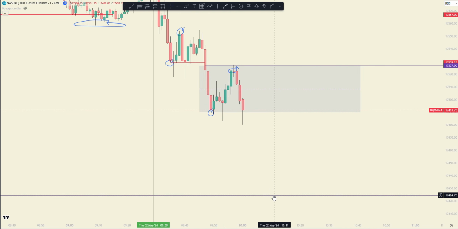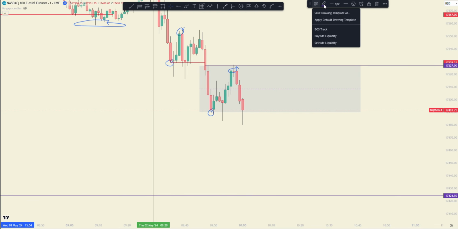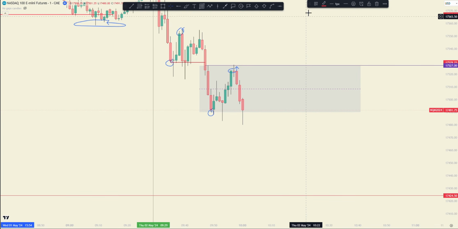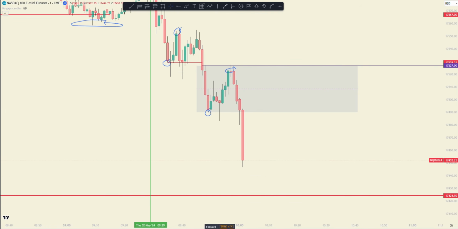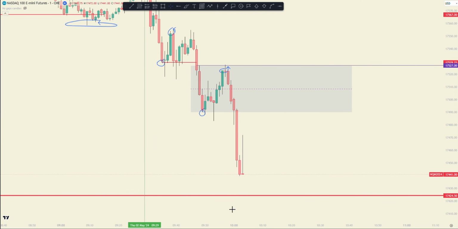Remember what this red line down here is. This is the bottom of our range, right? Make it thicker. And we just are pushing and pushing straight down.